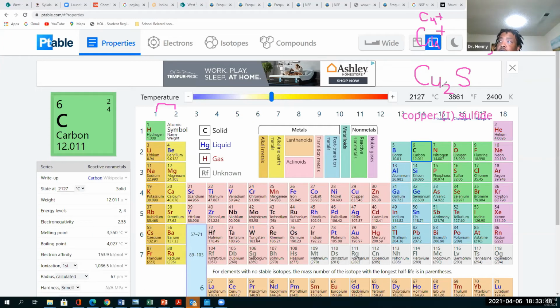So in this case, we know that sulfur is always going to be the same. What is the charge on sulfur? -2. So it's always going to be -2. If I have 2 coppers, what must be the charge on each of the coppers? A plus charge. +1. So then we know the charge of that copper, so we call it copper 1 sulfide.